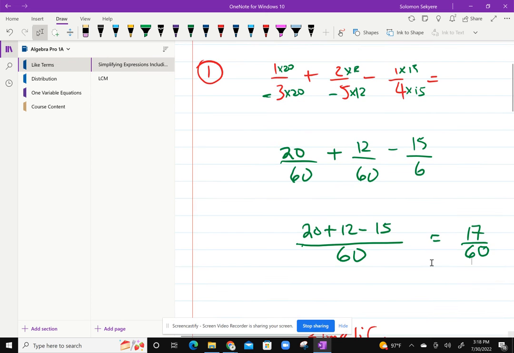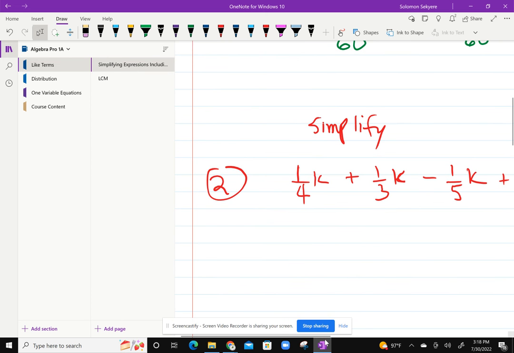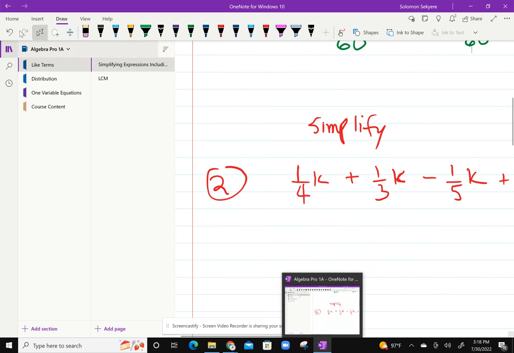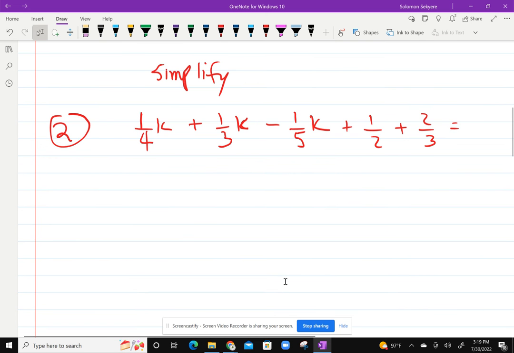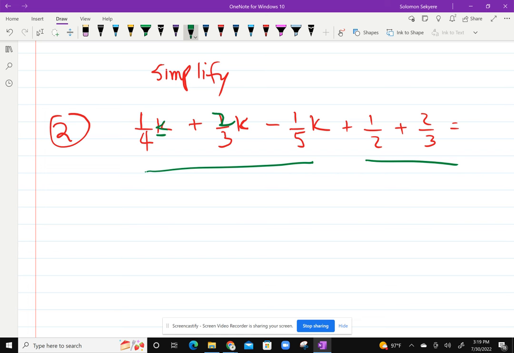Practice LCMs. Here again, I ask you to simplify this expression. So what do you do? You combine your like terms. So the k's: 1/4 k plus 1/3 k minus 1 over 5k. Let's make it 2/3 k. Okay, it's the same thing, all right? Don't let the k scare you. It's the same thing as adding 1/4. So you can take the k out.